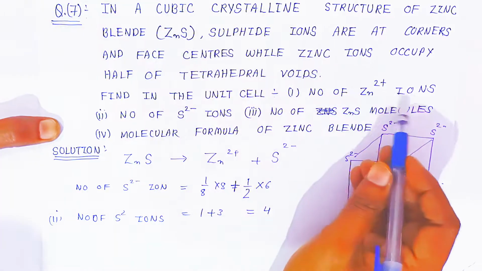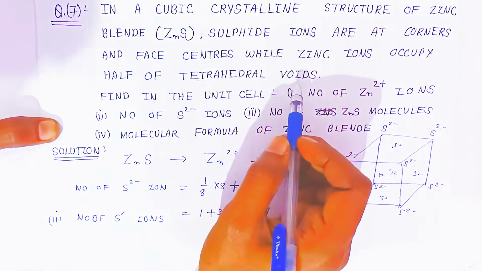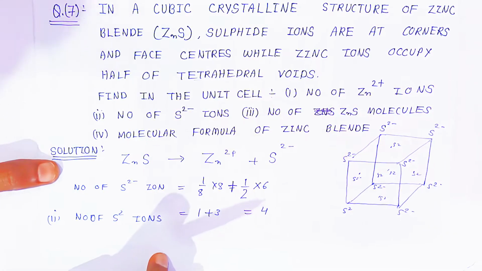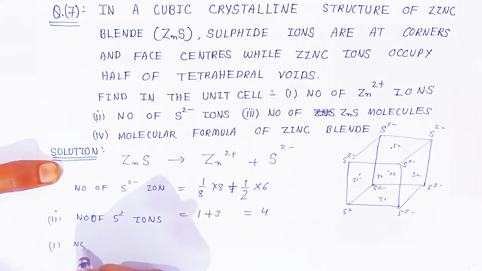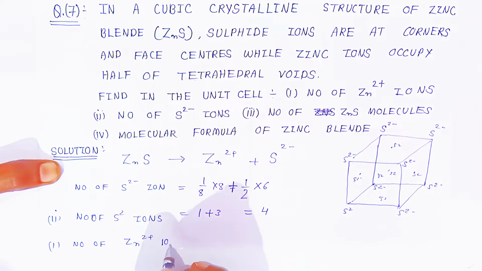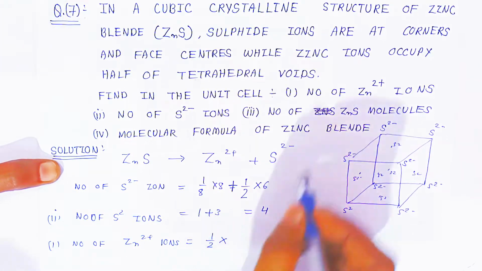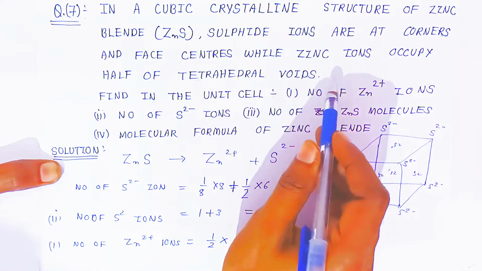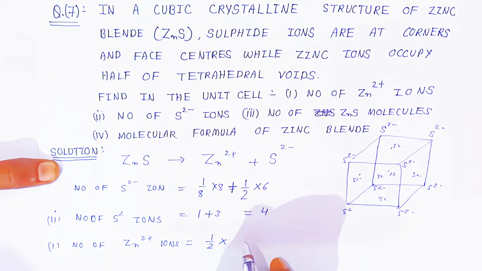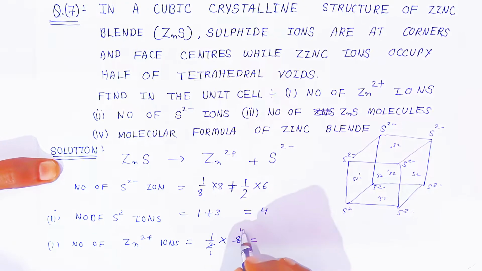Now, number of zinc ions, students. How will they be present at the tetrahedral voids? That means total how many voids are present, students? Total 8 voids are there, students. Number of zinc 2 plus ions is nothing but half of the tetrahedral voids. So total how many tetrahedral voids are there, students? Total 8 tetrahedral voids are present. Understanding, students? So it is becoming half of 8, 2 fours are 8, that is 4.